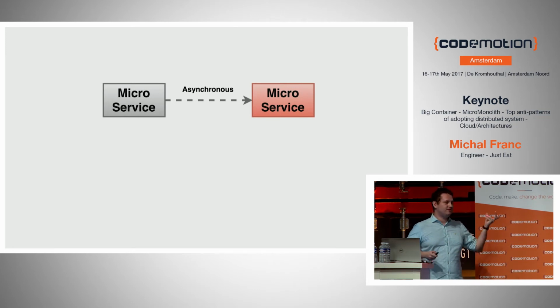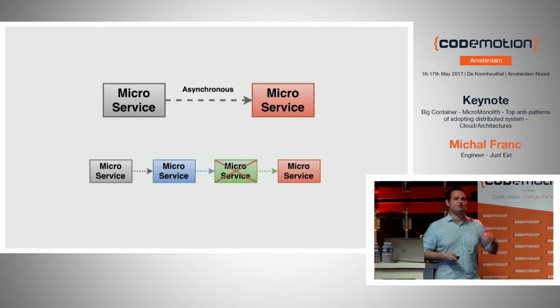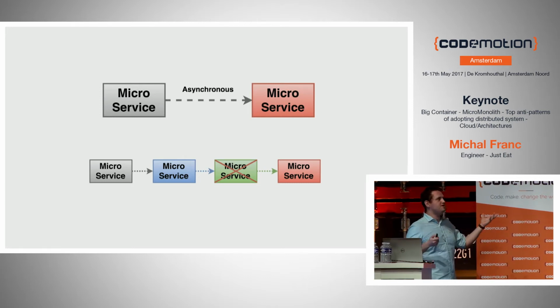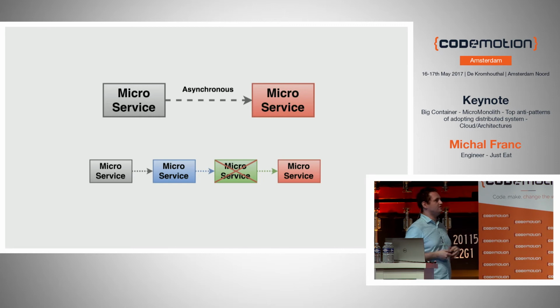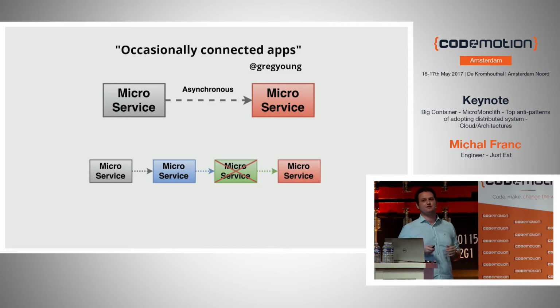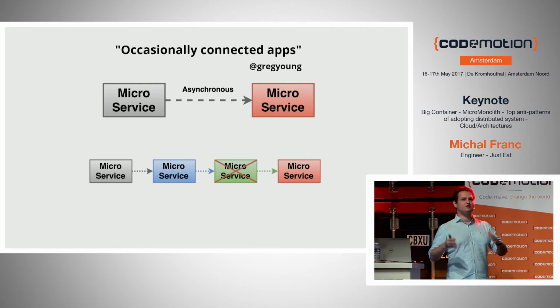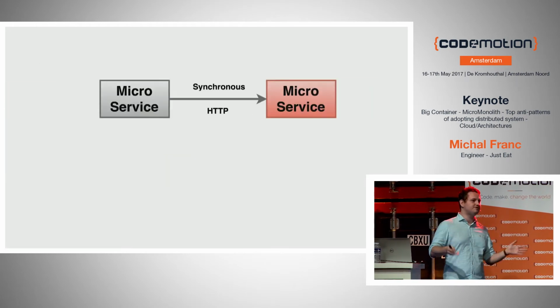So one way to fix this issue with synchronous integration is to create a connection in an asynchronous way, which means that when the service goes down and something calls it asynchronously, it doesn't need the response straight away, so it can still function without other services being alive. This is what Greg Young calls occasionally connected apps. Your applications are not connected all the time. They are occasionally connected, and they can go offline from time to time, and your system won't collapse.